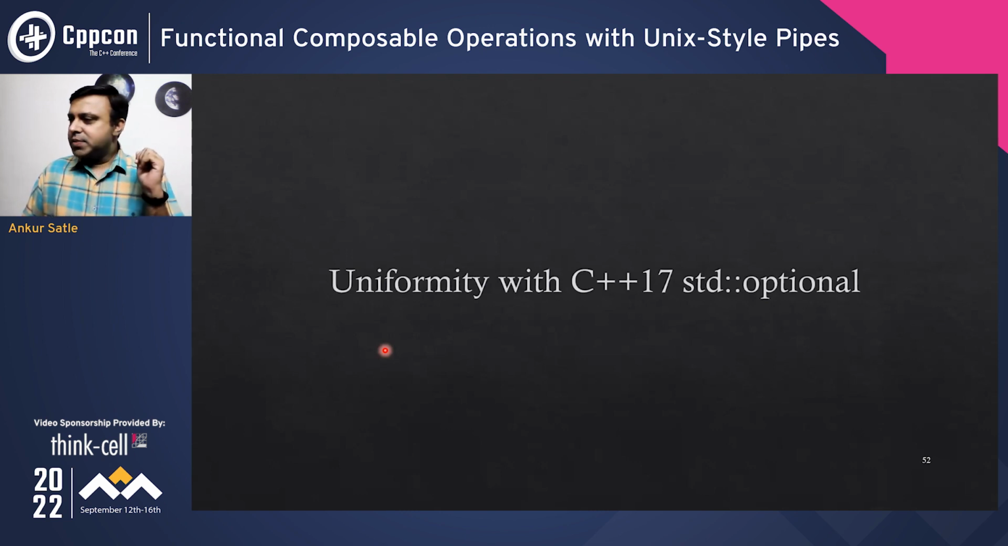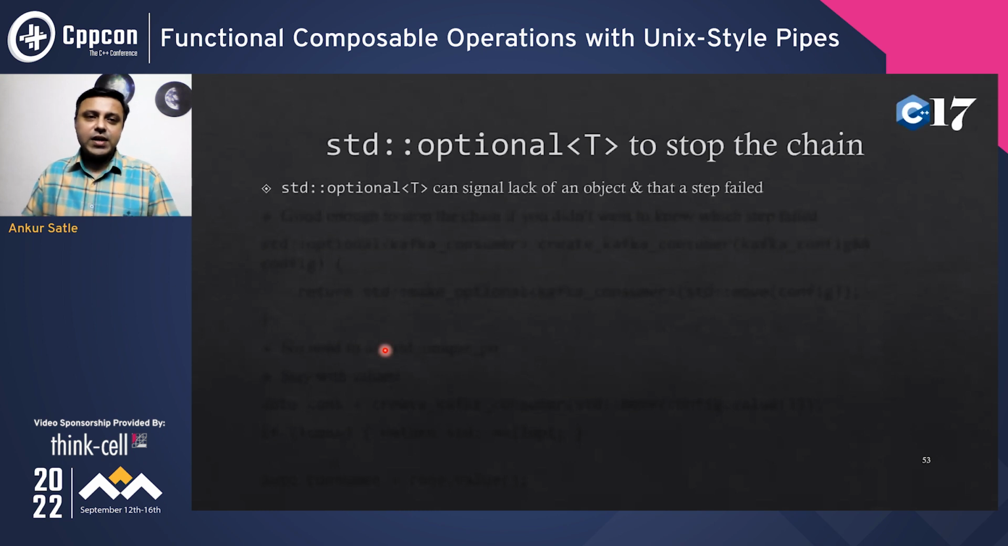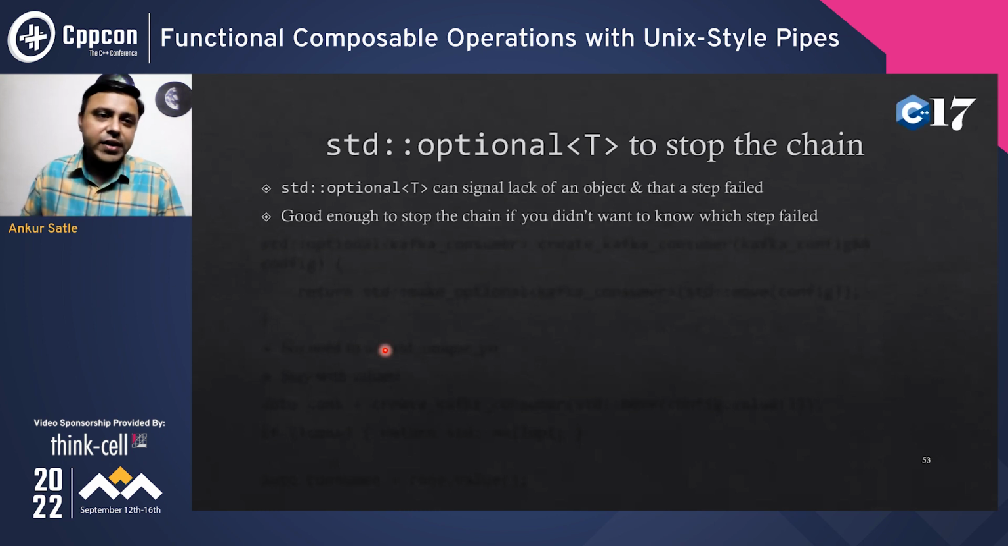If you look at C++17, what we got with it was std::optional. std::optional is a value type, and it wraps some value and carries it, which could be optional because sometimes you may not have the value. That's exactly what it is. Okay, I described what I have written on the slide here. So in our case, it can signal the lack of an object. In our case, it can signal that a step has failed. And it's good enough for us to stop the chain and not go further.